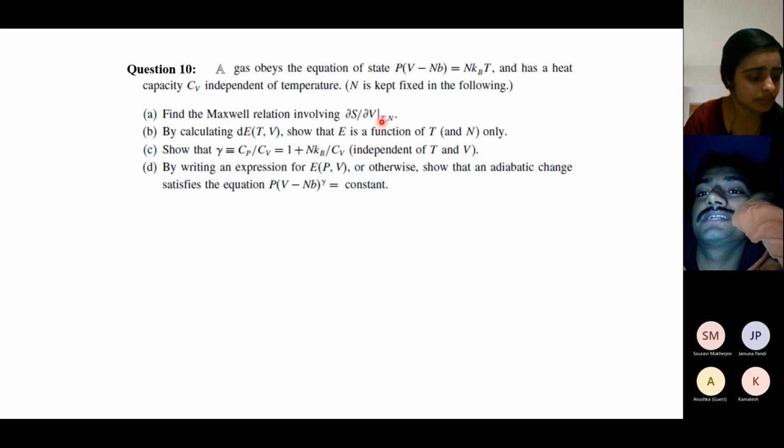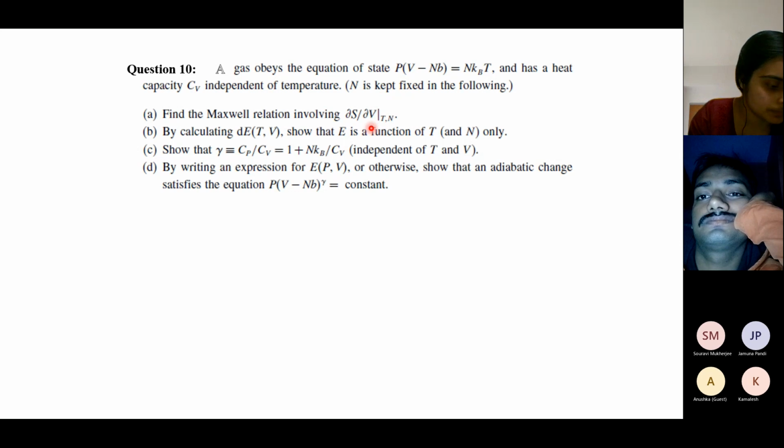First, we open the bracket, like we can write PV equal to NkBT. See, Maxwell's relations will always be true, so we don't need to consider the specific condition that is given in this question. You can just directly use the concepts of the different thermodynamic potentials. So if you want to find this Maxwell's relation, what is the thermodynamic potential that you have to start with?